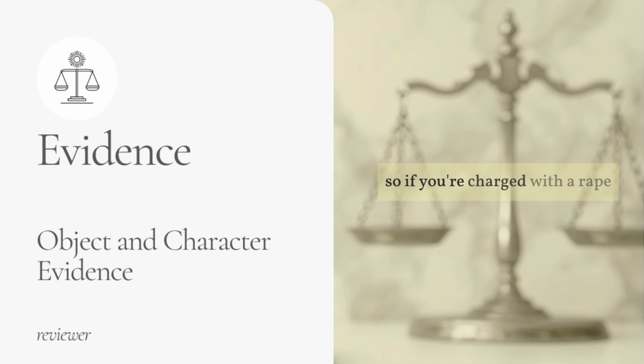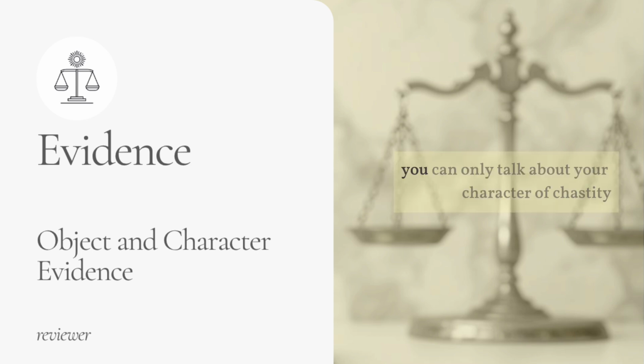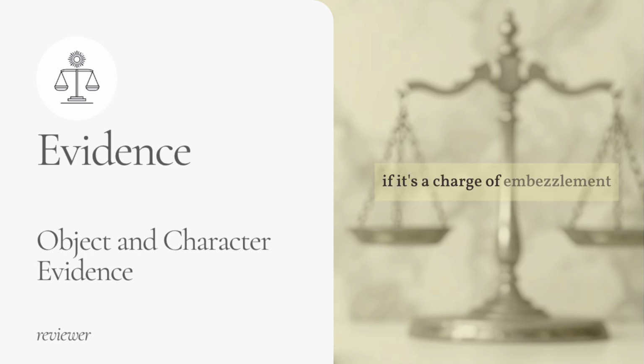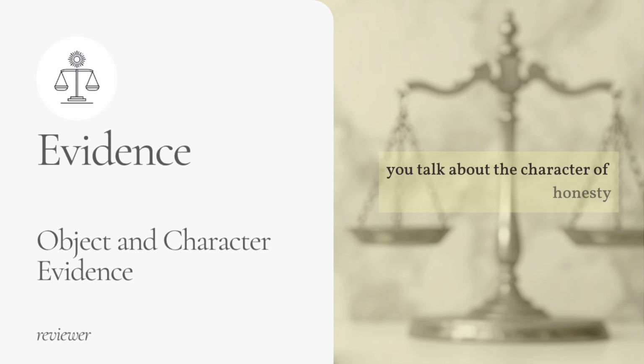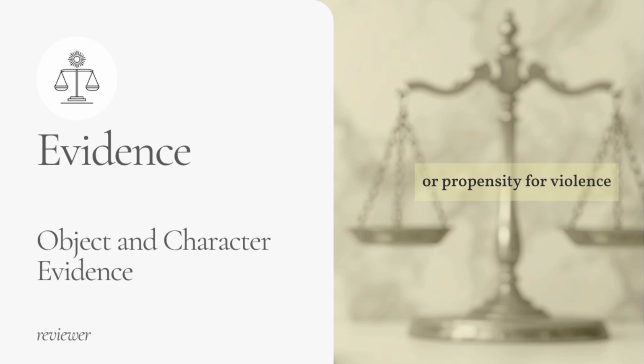So if you're charged with rape, you can only talk about your character of chastity. You can't talk about your scholastic achievements, you know? The character evidence, again, has to be limited to the traits and characteristics involved in the type of offense charged. If it's a charge of rape, you talk about the character of chastity. If it's a charge of embezzlement, you talk about the character of honesty. If it's a charge of assault, you talk about the character of peacefulness or propensity for violence.